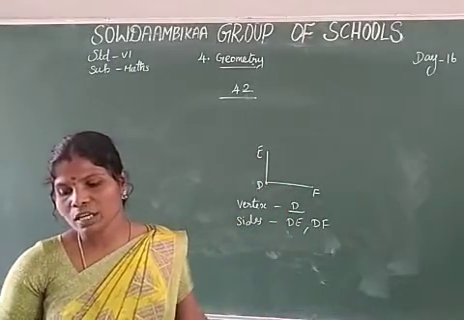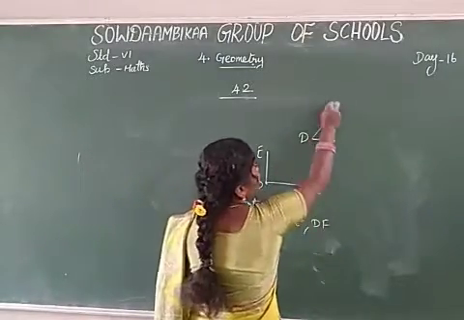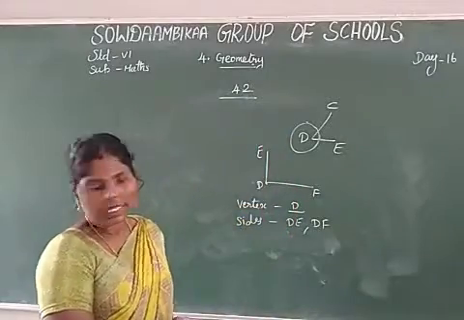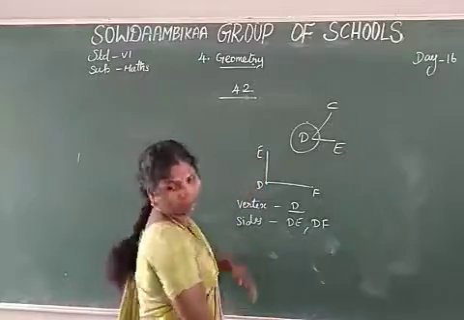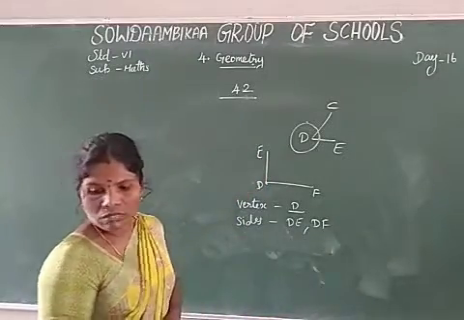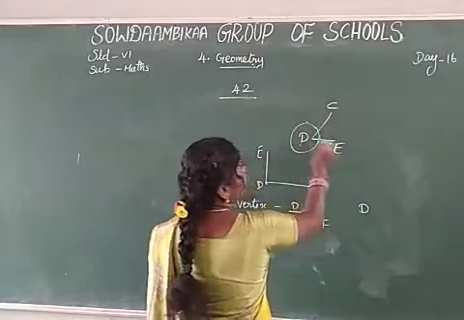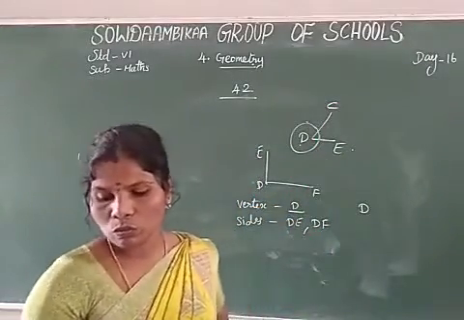Next, see the second sum, DCE. So the vertex is C. The same way, the vertex and sides DC and CE. Okay. The third sum and the fourth sum are for you.